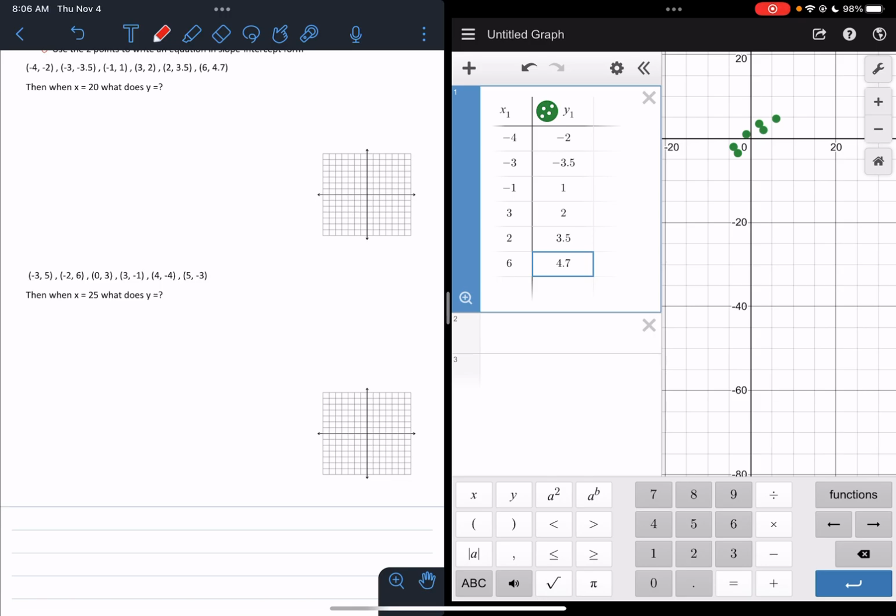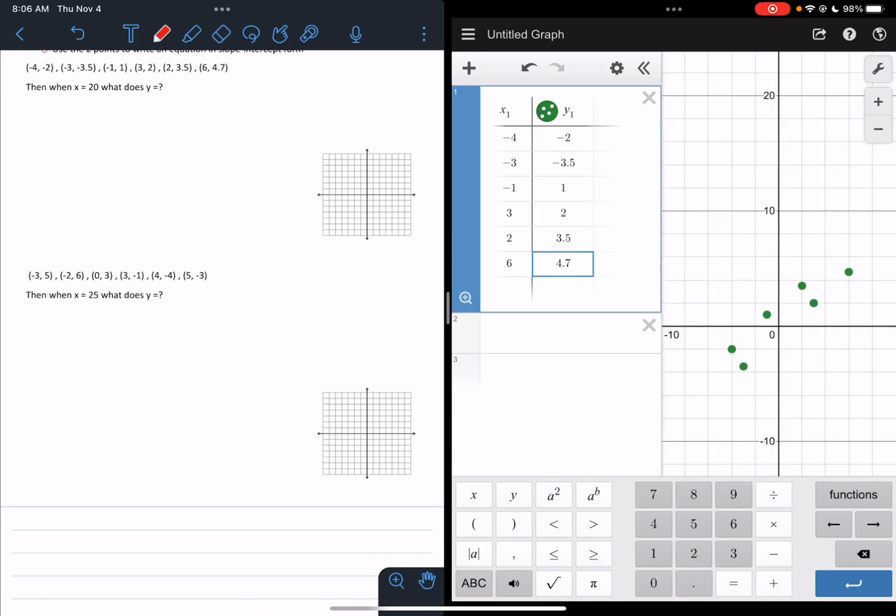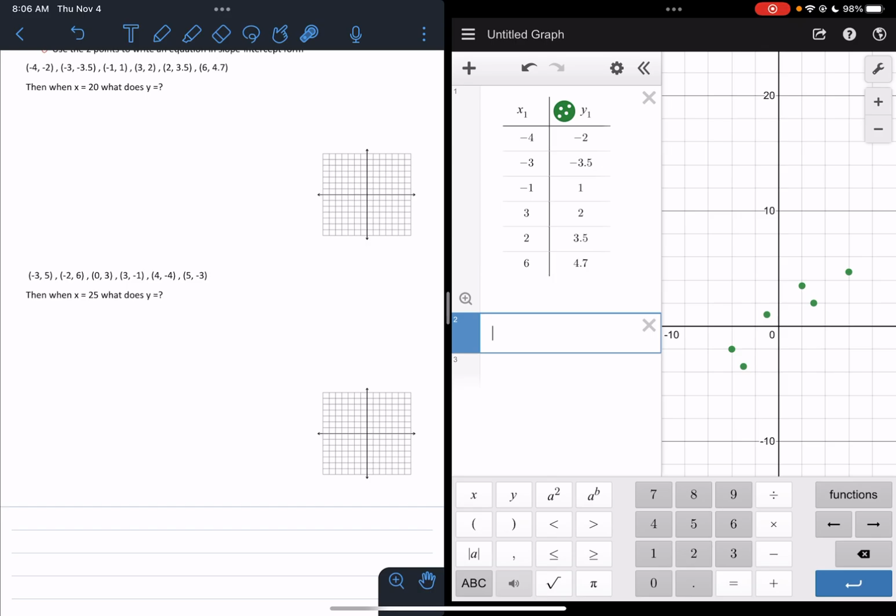That is good. And so again, just by looking at the points, I should be able to see that that's a positive correlation, okay? And then I can actually use Desmos to automatically calculate my line of best fit.